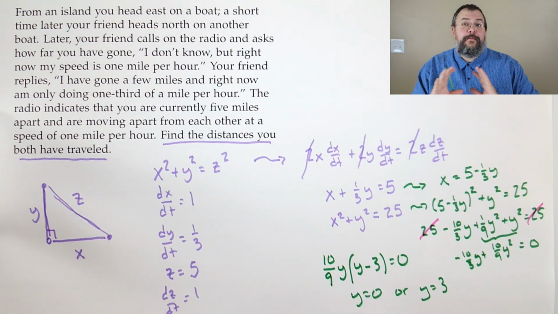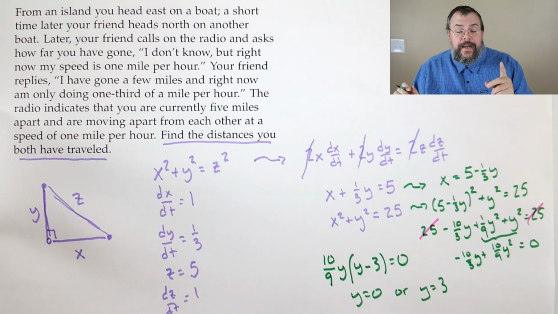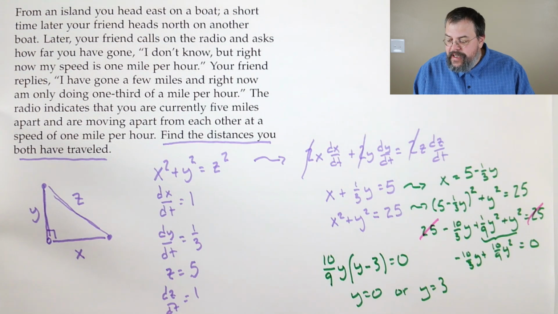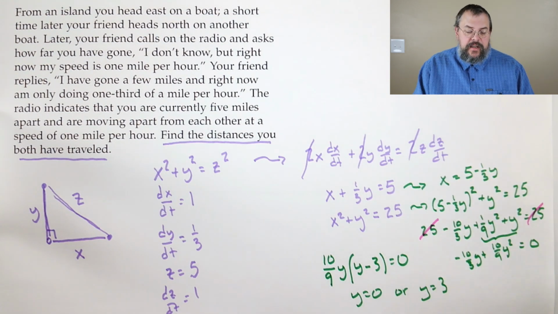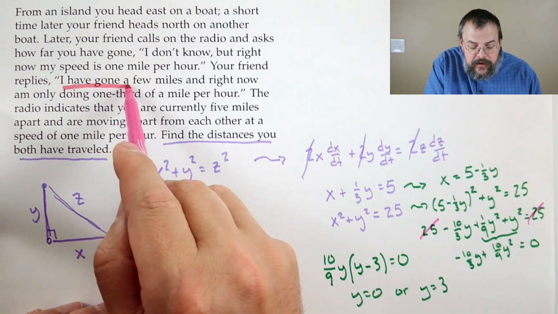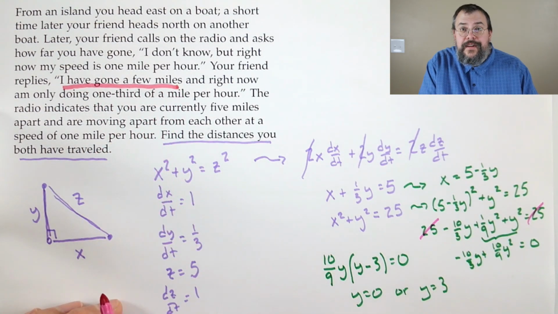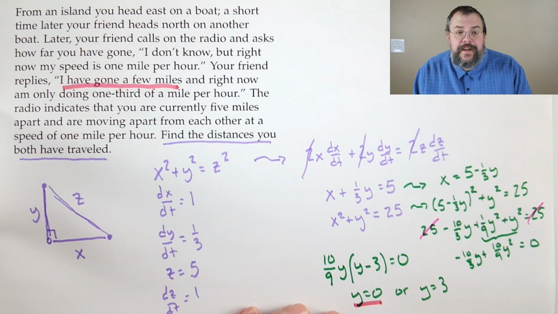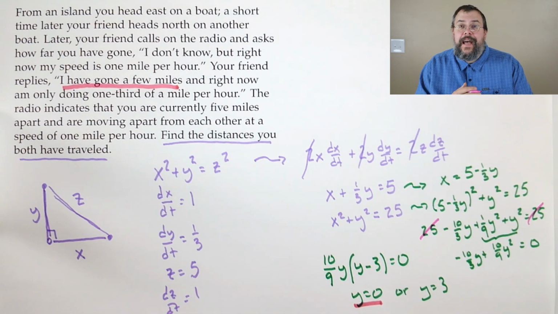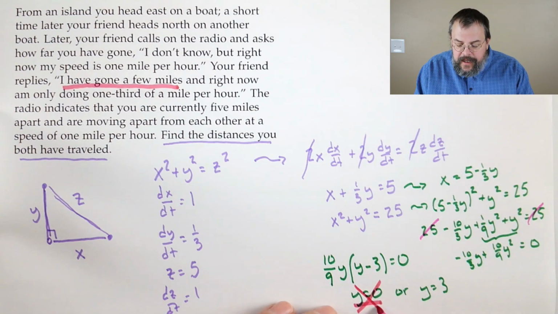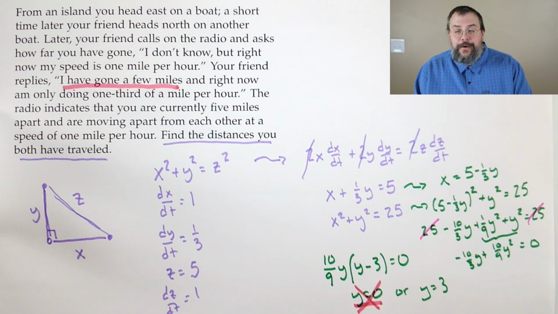Now, can we eliminate one of these possibilities and why? Is there anything in the problem that lets us say one of these is not possible? Let's see what your friend says. Your friend replies, I have gone a few miles. What does that mean? Well, it means that they've gone some distance. What would y equals 0 indicate? Well, y equals 0 would indicate they haven't gone anywhere. They have yet to leave. So we can eliminate that possibility. And therefore, we now know the answer for how far your friend has gone.